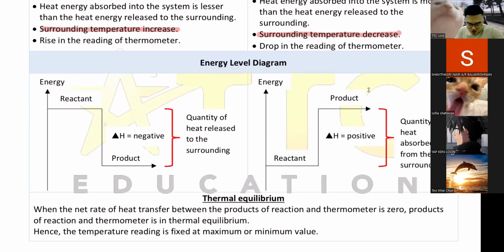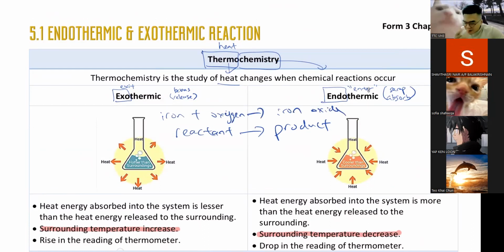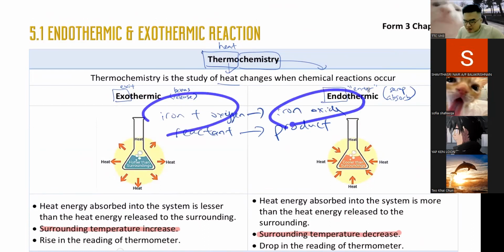Okay, so guys, what is reactant and product? I think you know this lah. If I take a bunch of reactants and I react them together, you get a product. You remember chapter 4? When iron reacts with oxygen, you will get iron oxide. Remember? So iron and oxygen are the reactants. Iron oxide is the product.